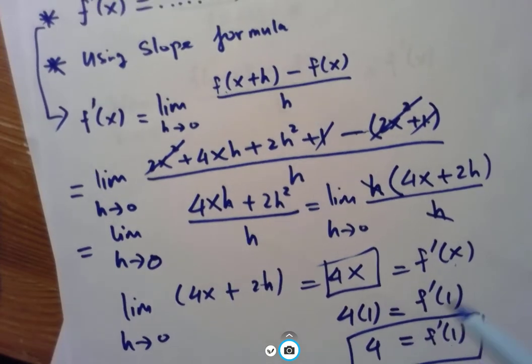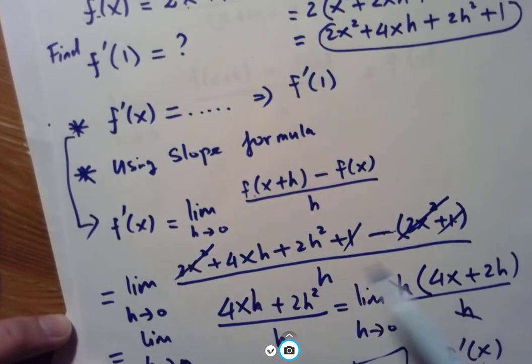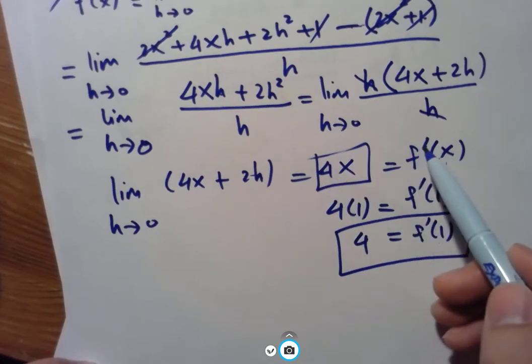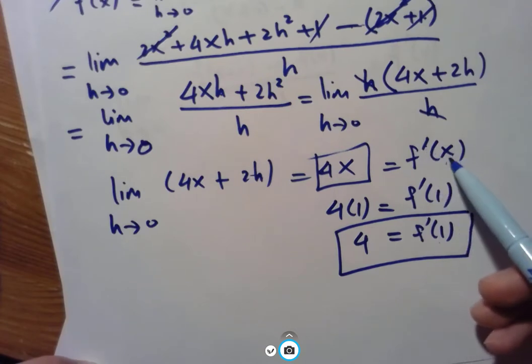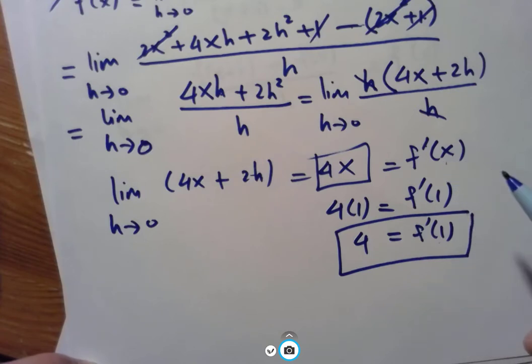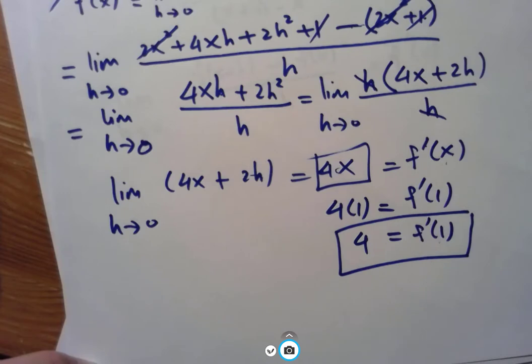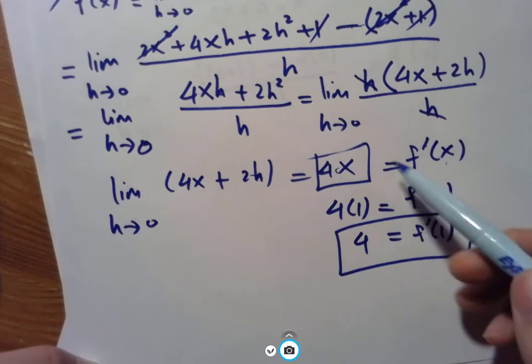Now this is the way that we use the limit definition in general, and it's very nice because once you figure out the general formula for f prime of x, you can then find the value of f prime at any point just by plugging in the value of x. It can be 1, 2, minus 1, 5, 10, any value of x, because we already have the general formula for the instantaneous rate of change.